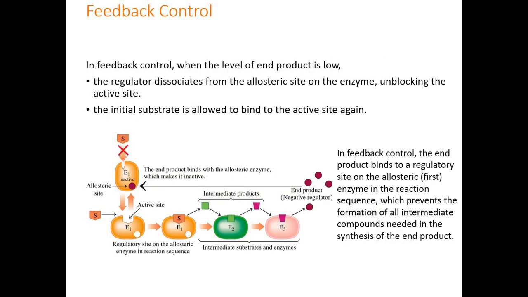So, okay, next. Feedback control when the level of end product is low. Okay, this is another example. If the end product is low, unlike earlier when it was high. When the end product is low, the regulator dissociates from the allosteric site on the enzyme, unblocking the active site. So, here, the regulator was bound, right? Okay, so let's follow this.